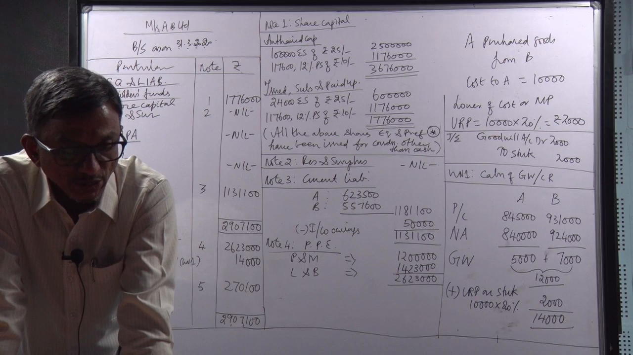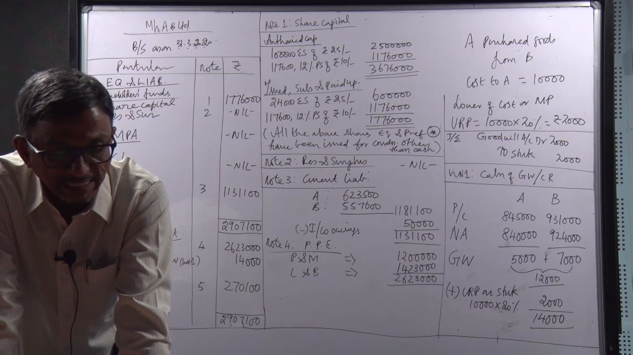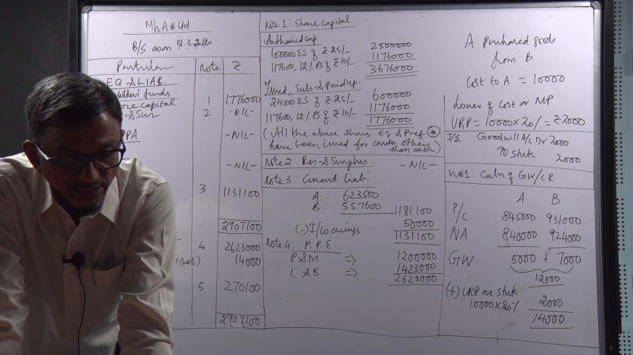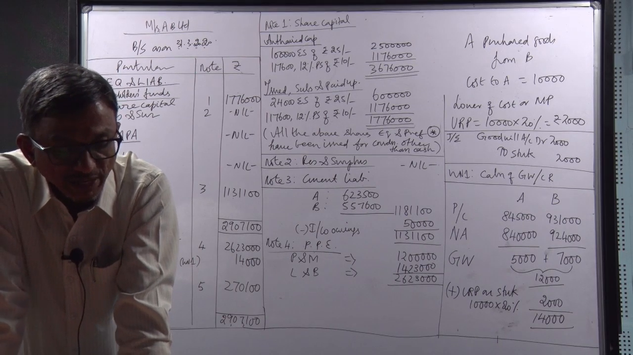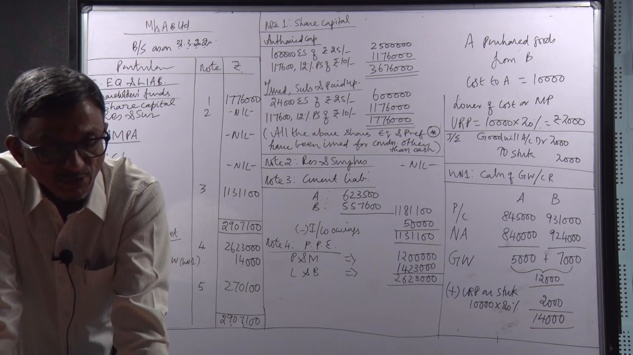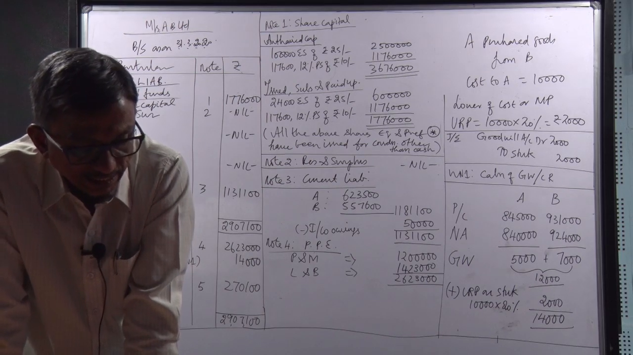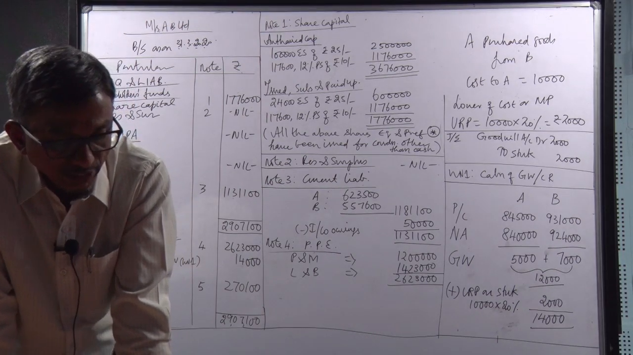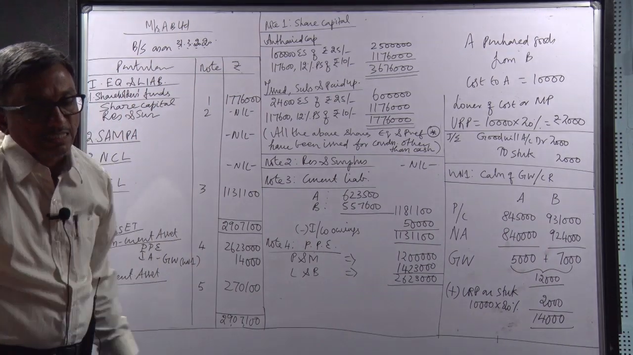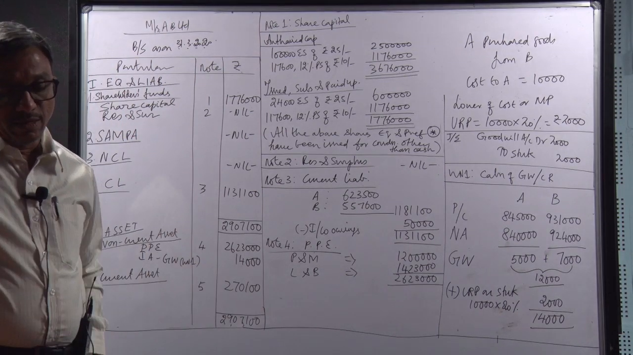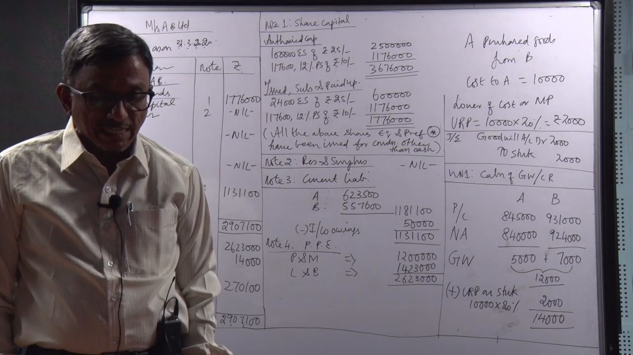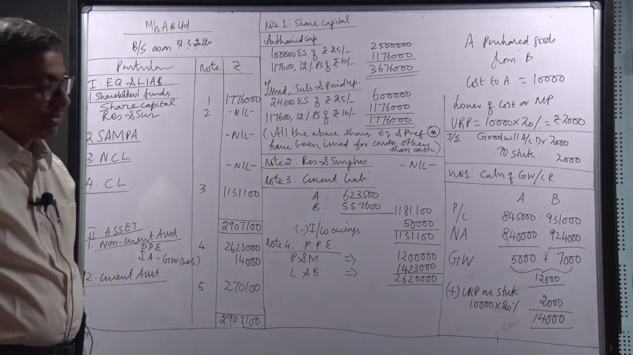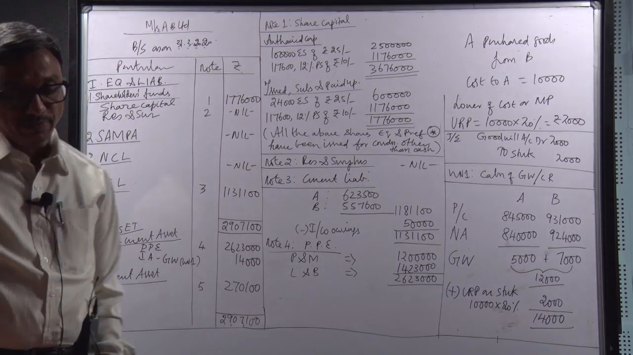15% debenture holders of A and B are discharged by C, issuing such a number of its 18% debentures of 100 each, so as to maintain the same amount of interest. See, in the books of A and B, the interest rate is 15%. They are getting a certain interest income. But they are going to get debentures of C Limited, but the interest income is going to be same. Accordingly, you have to find out for what value debentures will be issued by C Limited to debenture holders of A Limited as well as B Limited.